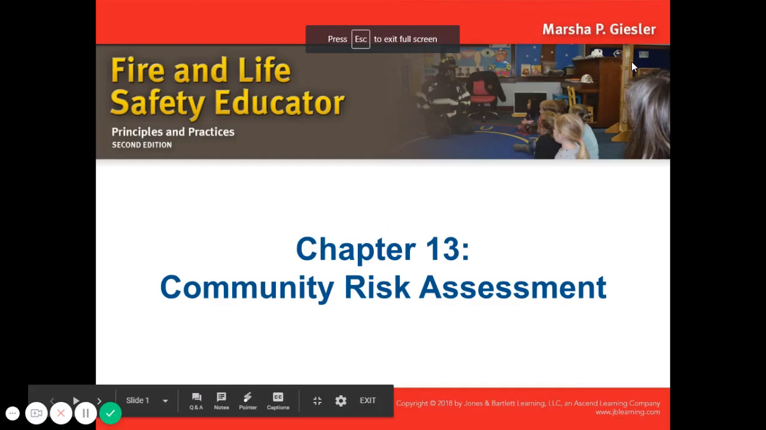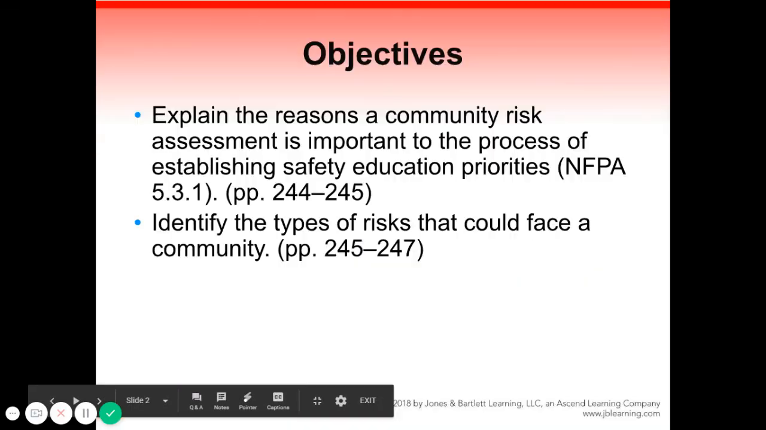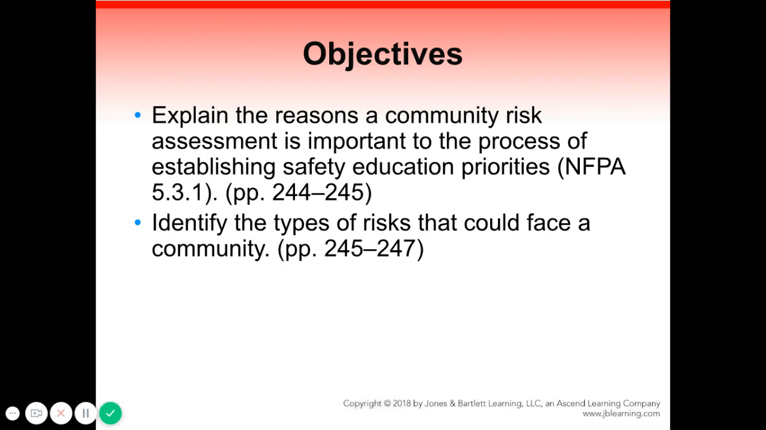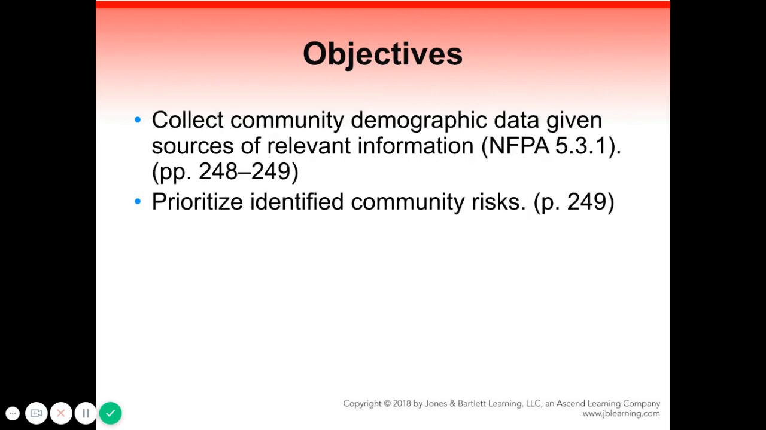This is chapter 13, and we're going to be talking about community risk assessment. In this chapter, the objectives are explain the reasons a community risk assessment is important to the process of establishing safety education priorities, identify the types of risks that could face a community, collect community demographic data given sources of relevant information, and prioritize identified community risks.